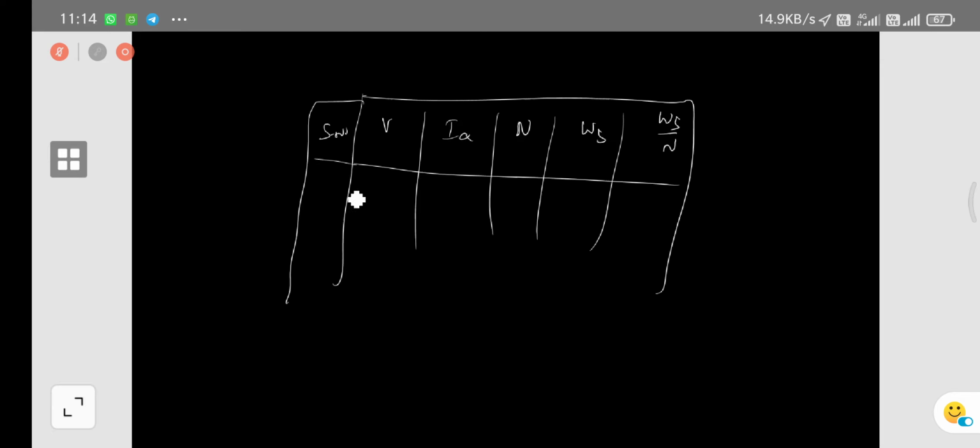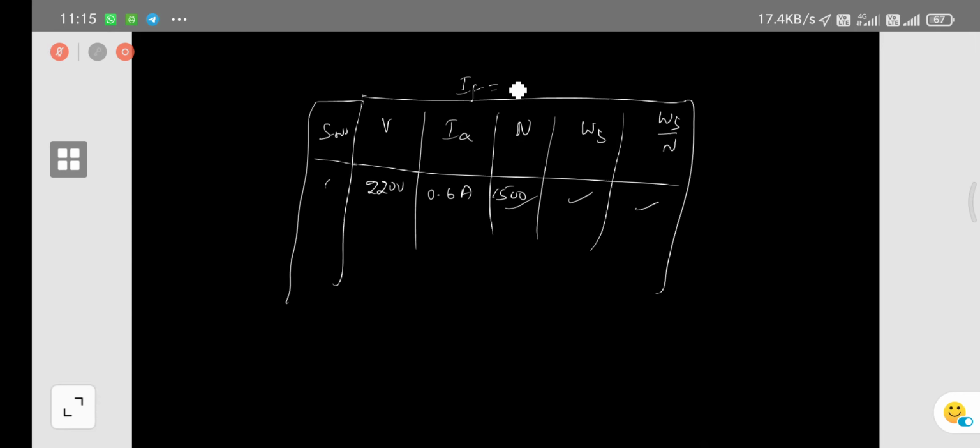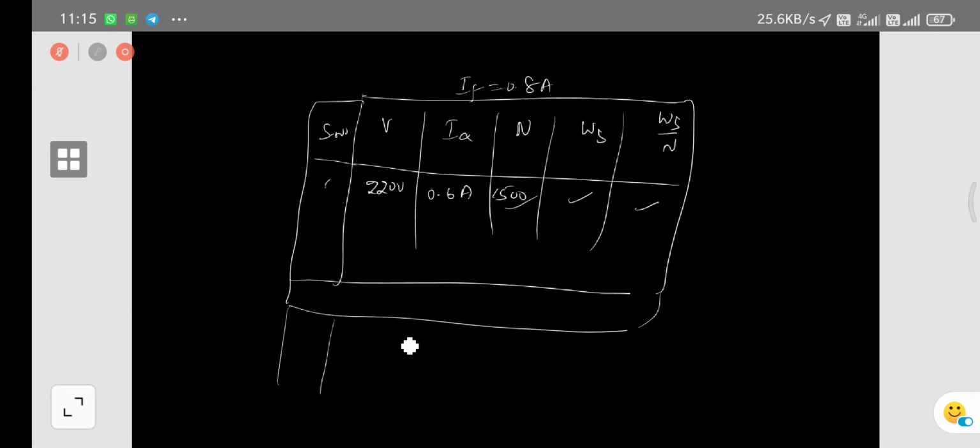At 220 volts, the constant voltage, the current is 0.6 amps and the speed is 1500 rpm. You have to take the readings and get this WS value, and then WS by N. You know the N and you know the WS, but how to get the WS? Here you have to assume the field current is 0.8 amps. This is the first reading. Similarly, you have to take the same readings again.